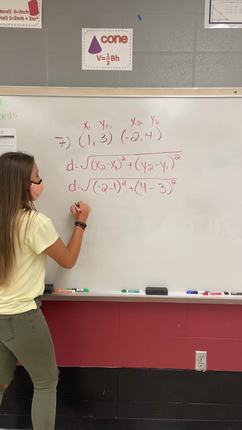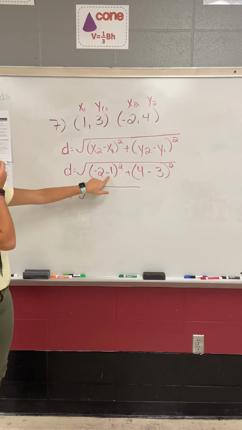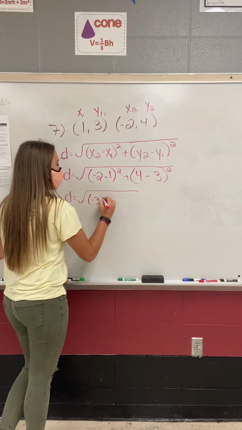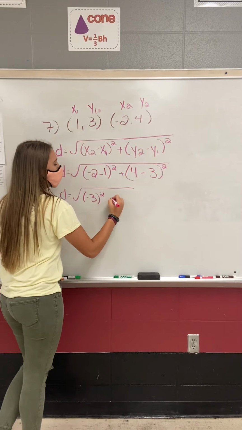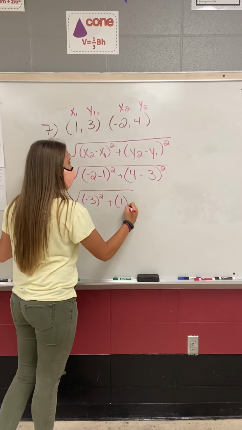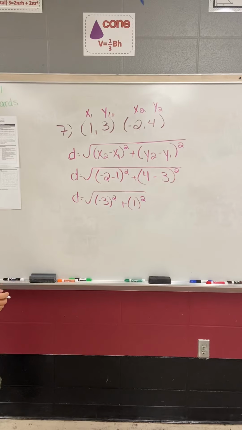So now I'm going to rewrite my d equals the square root, -2 minus 1, okay? That's going to give me -3, and then squared, plus 4 minus 3 gives me 1 squared. All I did was simplify, okay?